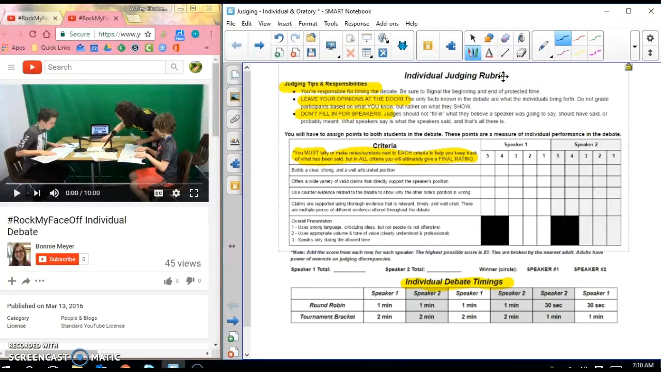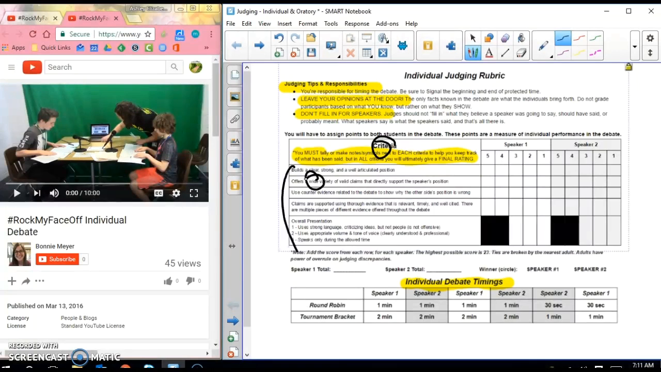Again, before you begin, you really want to take a look at the criteria, which is right down here, and make sure that you know exactly what you're looking for. The first is building a clear, strong, and well-articulated position. That means start to finish, you need to make sure that they make sense, that they are using the kind of language, building the kind of evidence, and stating the kind of contentions or claims that will really help solidify their position. The second one is offering a wide variety of claims that directly support the speaker's position.